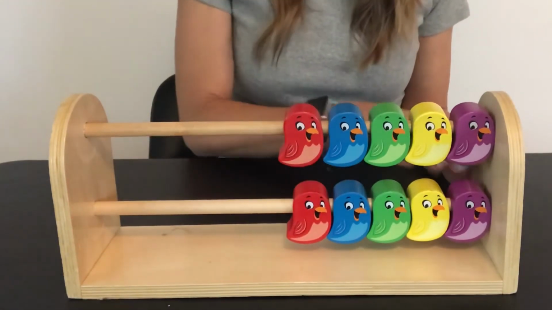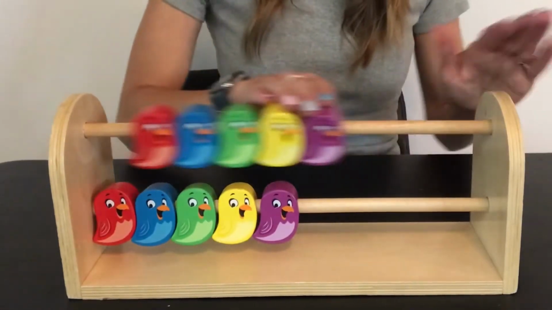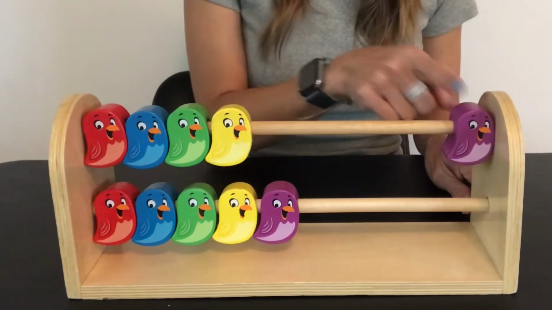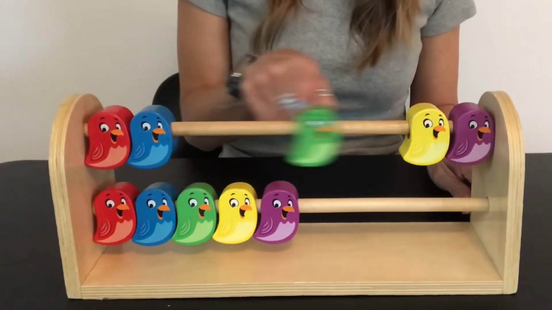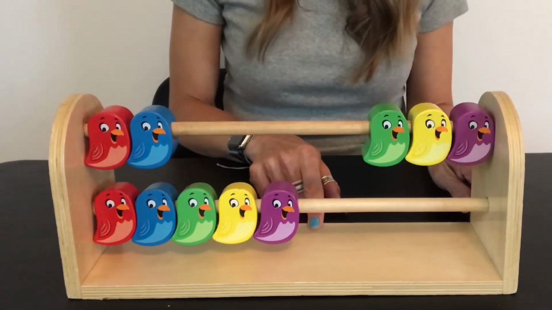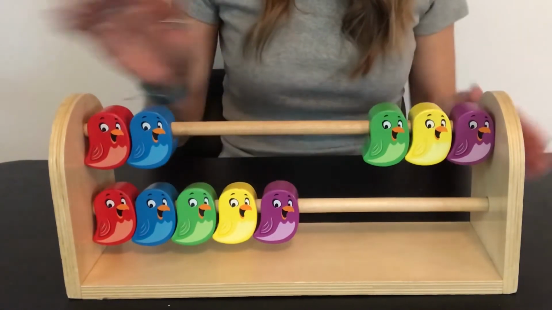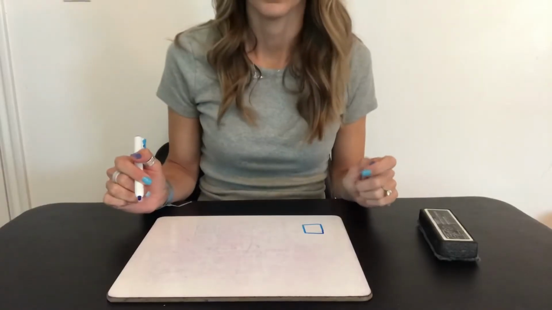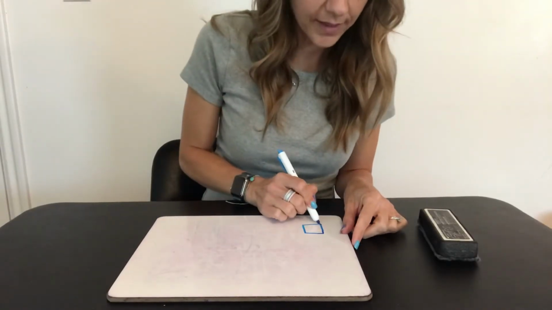10 birdies. Okay, what if I only want 3 birdies on this side of my counter? Let's see how many that is. 1, 2, 3. Is that all of the birdies? No, that's not all of the birds. That's only 3. The rest of them stayed over here. Great job.